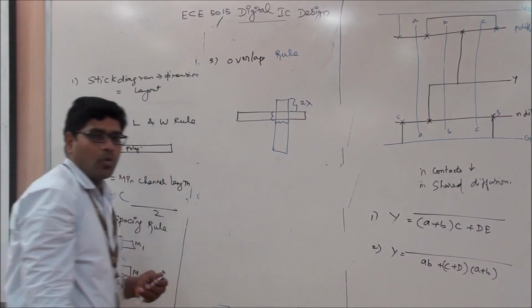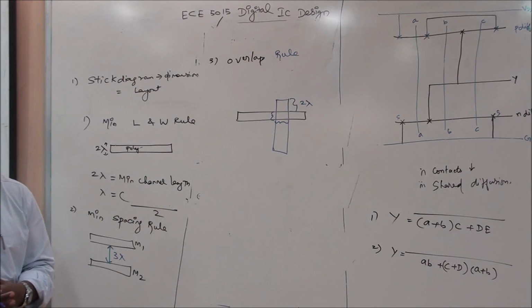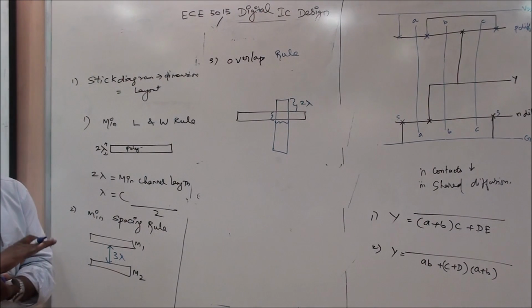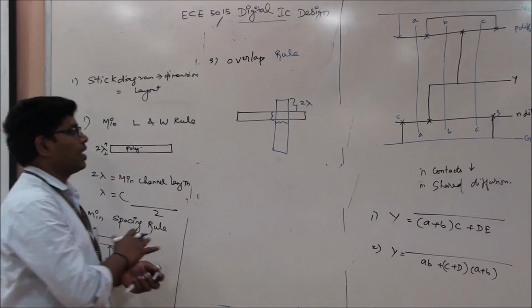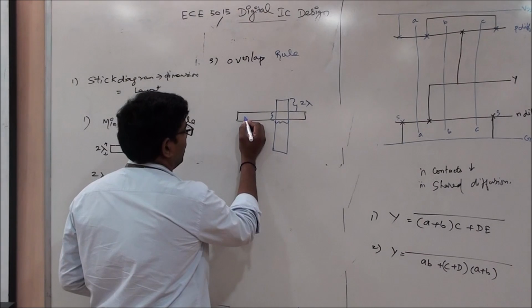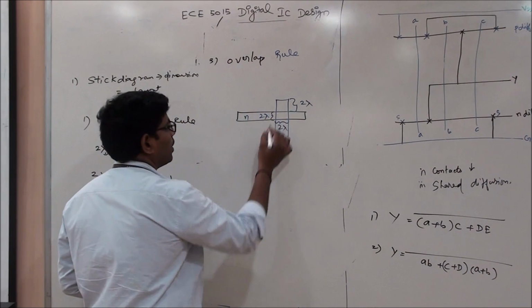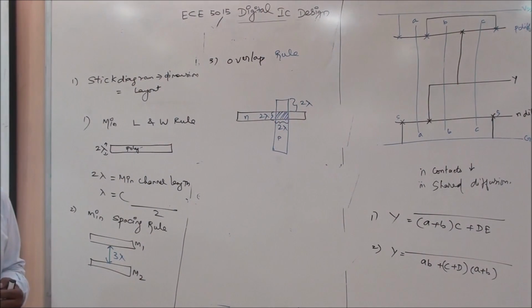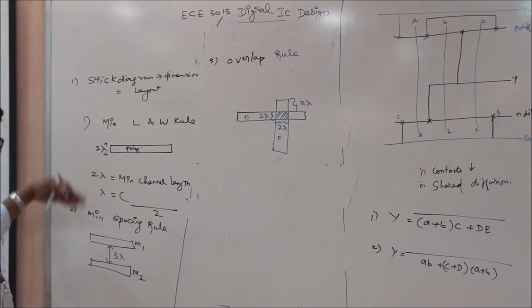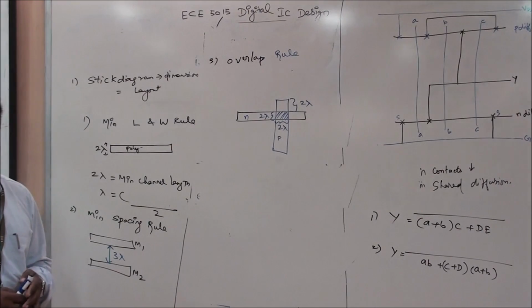So whenever one layer crosses another layer, what should be the minimum extension beyond that particular overlap? What should be the minimum layer of interface between those two layers? Say if this is N diffusion, this is poly, this should be 2 lambda, this should be 2 lambda. So totally it should be 2 lambda cross 2 lambda. So under these three categories, you have a set of rules for different layers, right?